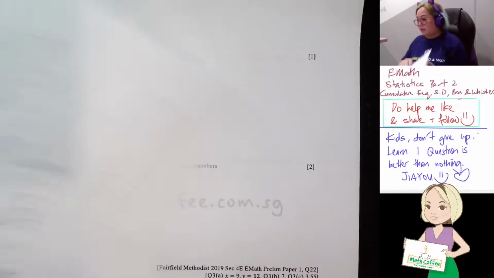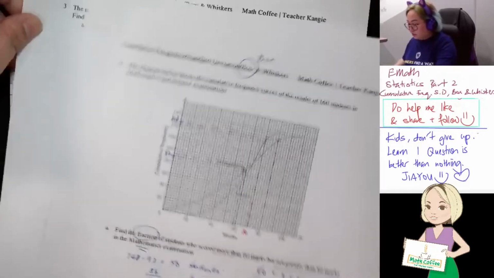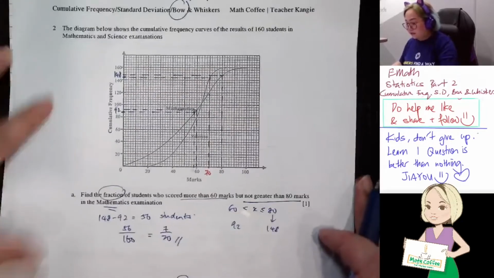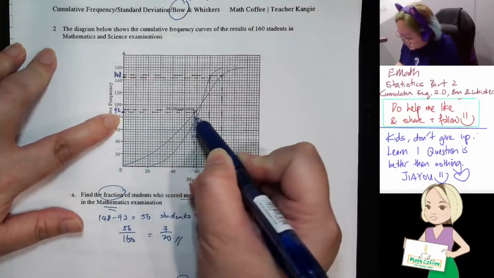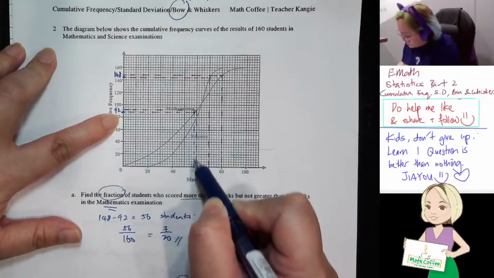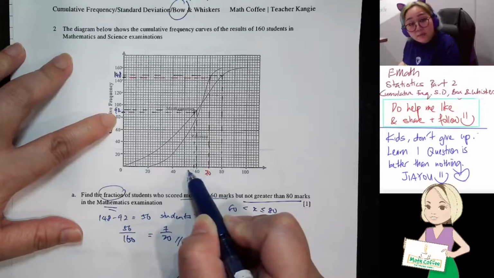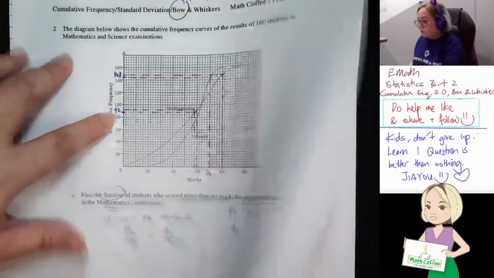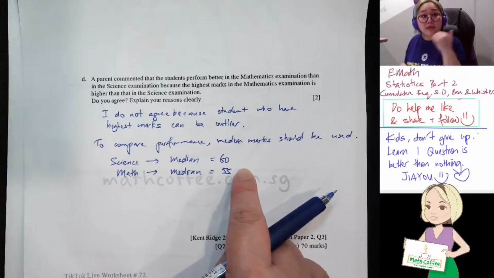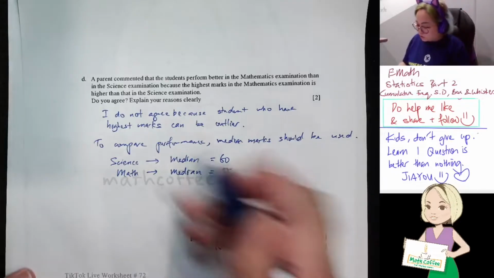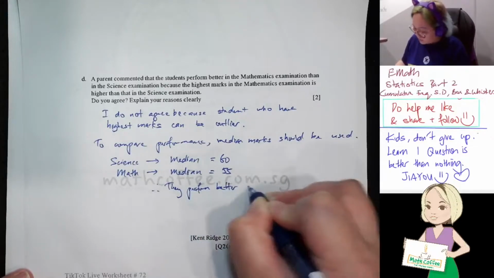Okay, so if I go back to the diagram, in this question they never find median, so you will have to go and find the median yourself. So 160, 50% of 160 is 80, correct? So we can look at here, 80 for the maths is 55. Okay, for the science, which is 60. So the median is 60, the maths is 55. So since the median for science is bigger than the maths median, it means that they perform better in science. So therefore, they perform better in science.